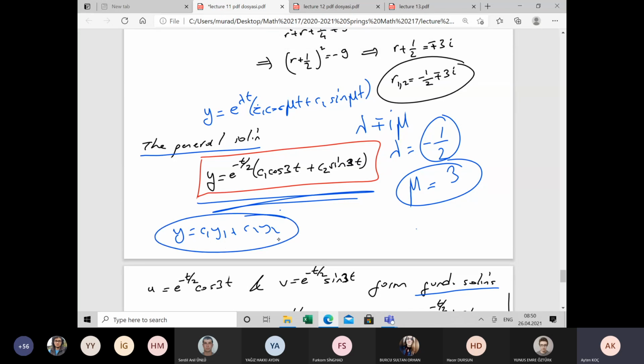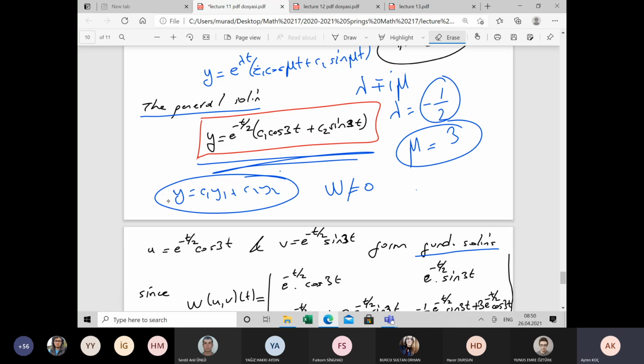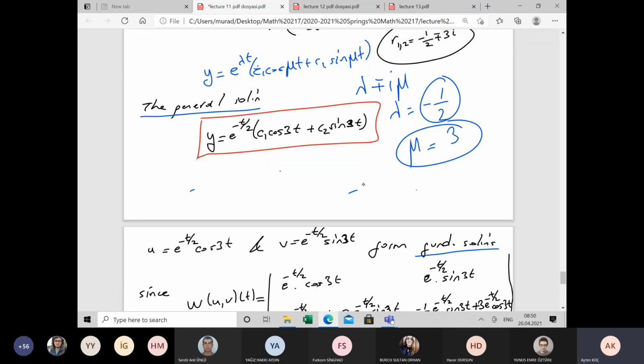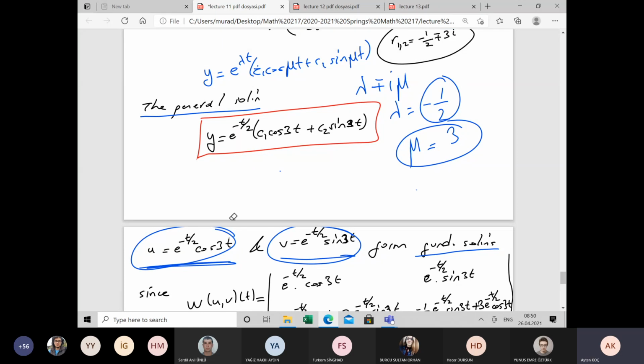But y sub 1 and y sub 2 should be fundamental, and fundamental means the Wronskian should be not 0. So let's see that. Here we know that u is e to the minus t/2 cosine 3t, and this one is the fundamental solutions. u is the first fundamental solution, the second one is v, and we compute the Wronskian determinant.